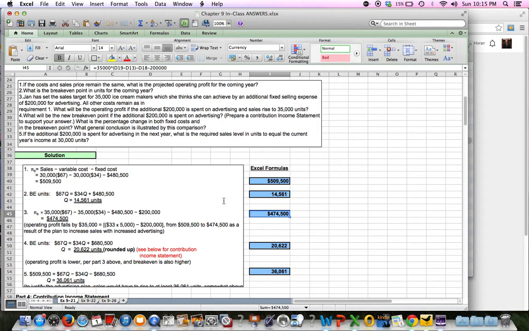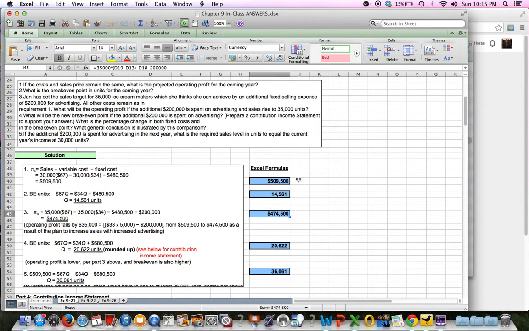And so she's basically added to her fixed cost by $200,000 and sold 5,000 more units. But the issue is that additional 5,000 units did not contribute enough to pay for the additional fixed cost of $200,000. And so she's actually going to lose money if she does that. She's going to make less money than by doing nothing, by just doing what she's currently doing.